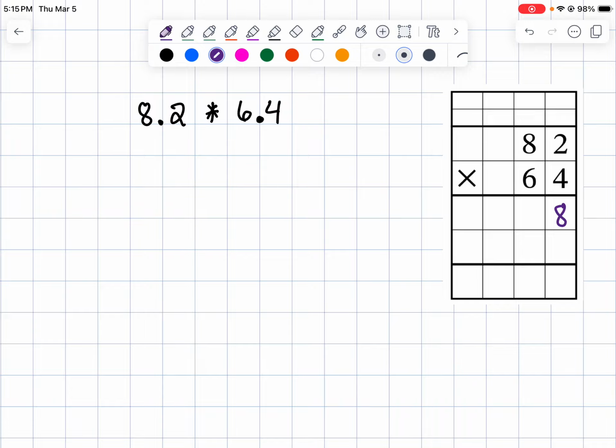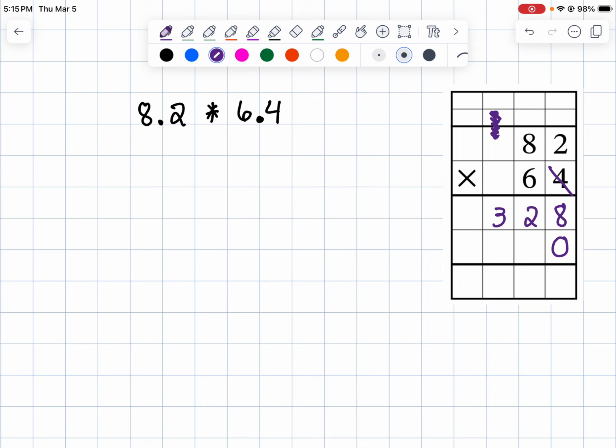4 times 8 is going to be 32. My 2 goes down. My 3 would go up here, but I don't actually have anything for it to sit on, so it's going to fall down. Now, I'm done with that 4. It's multiplied everything, so I'm going to cross it off. I don't actually need that little 3. That 4 crossed off also tells me that I need a 0 in the ones place.